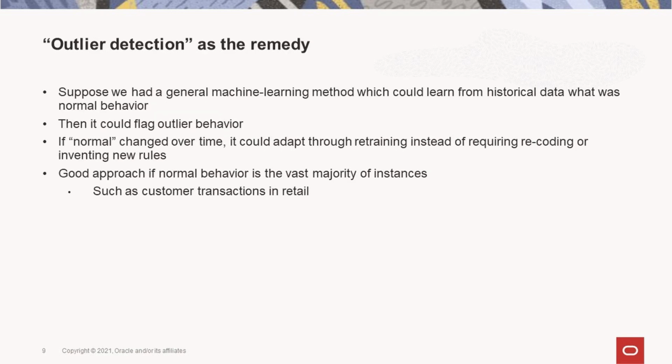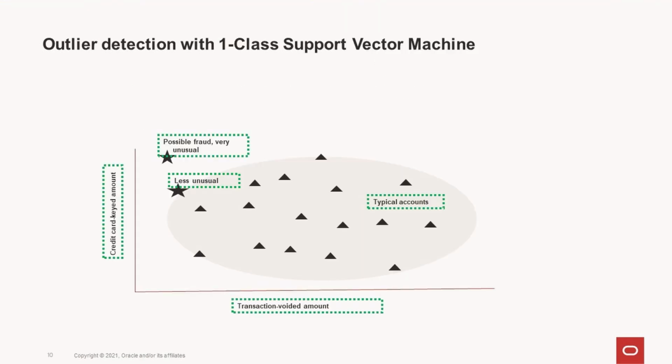So what's the possible remedy? We can think of the fraudulent cases as being outliers. If we had some sort of machine learning method that could just learn what normal behavior was, then if it learned normal behavior, it could flag outlier behavior. And if normal changed over time, then through retraining, it could learn what the new normal was. So this sounds good. It solves some of the problems of rules. It's also a good approach if the normal behavior is the vast majority of instances, which is true in retail. So fraud is an unusual case. So how do we do this?